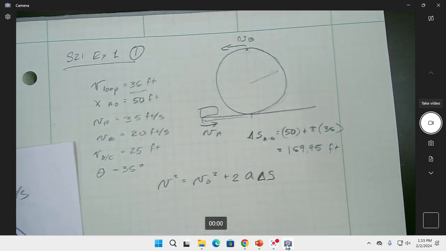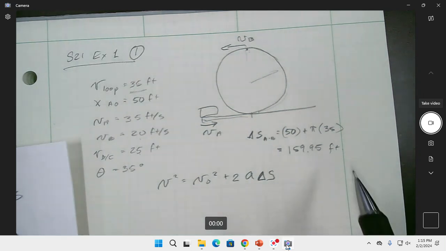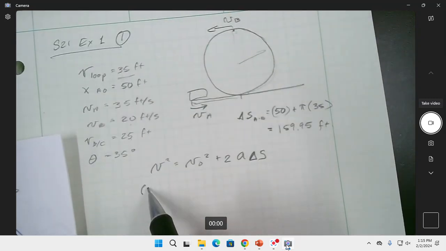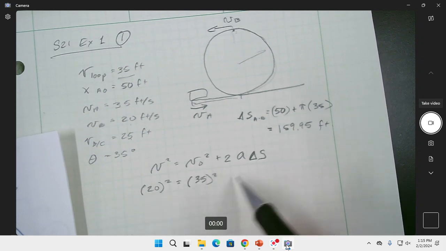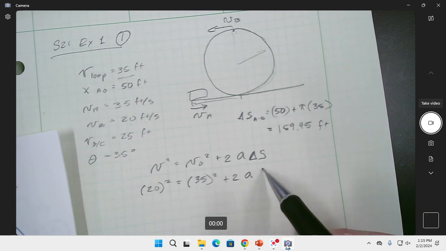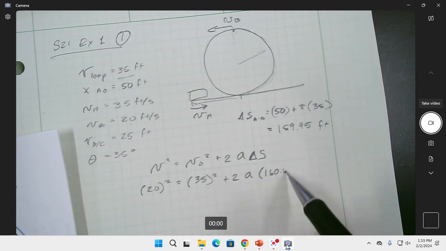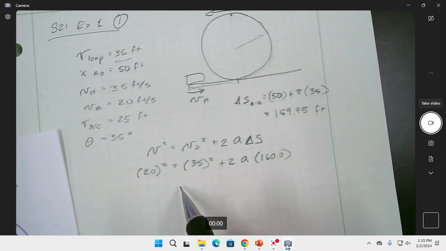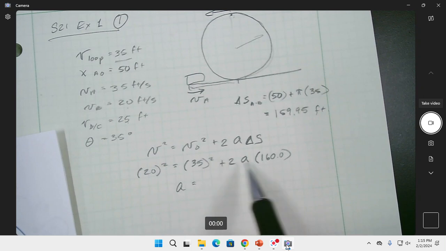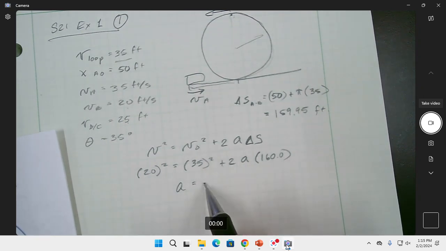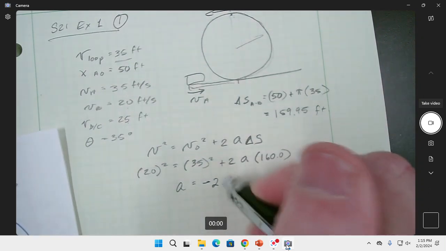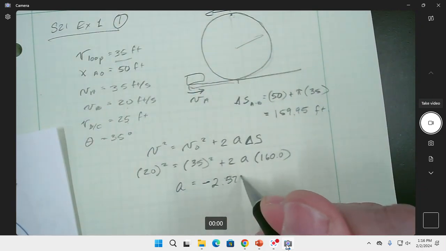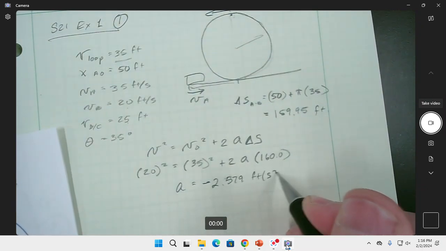And I'll go delta S here. Is everybody okay with that? So we just plug the numbers in. 20 is the final one. The initial one is going to be 35. We're looking for what the acceleration is going to be, and this is 160.0. We can go ahead and round that. So what we'll find, this should be a negative number, right? We're decelerating, and sure enough, it is 2.579 feet per second squared.